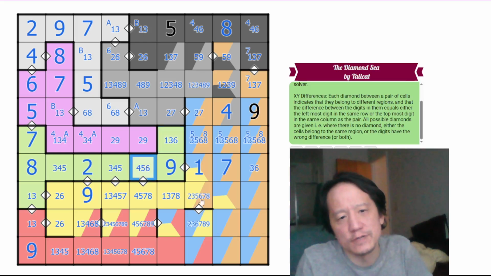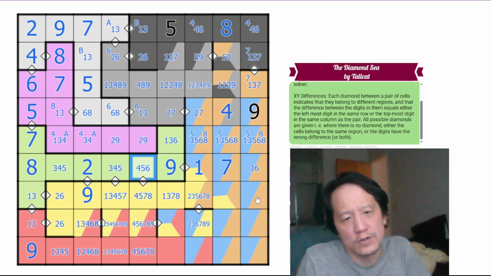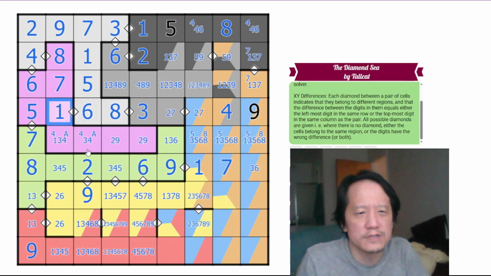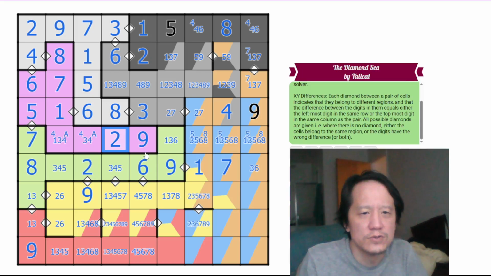Okay, this is interesting. So, if this were a 6 here, that forces this to be 2, 6, 3, 1. So obviously this is 1. This becomes 8. This becomes 3. This is 6 and 1. That's fine. This becomes 9. This is 2. That's all kosher.